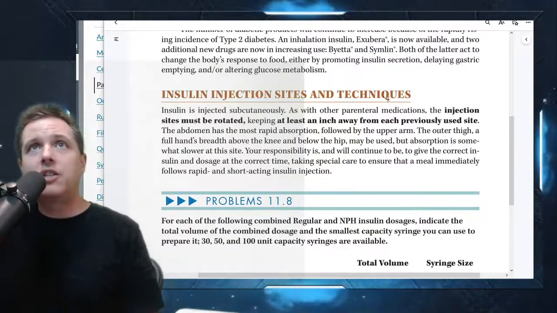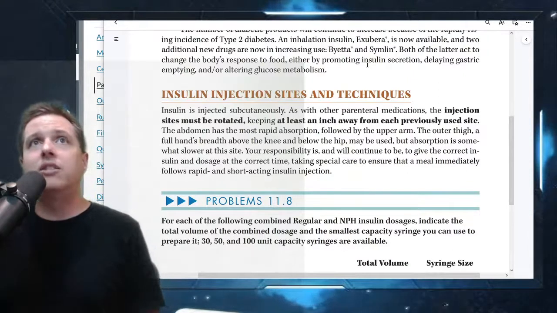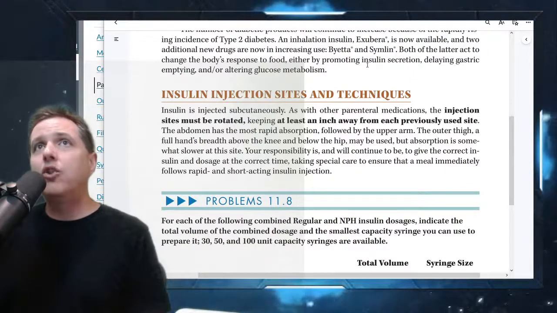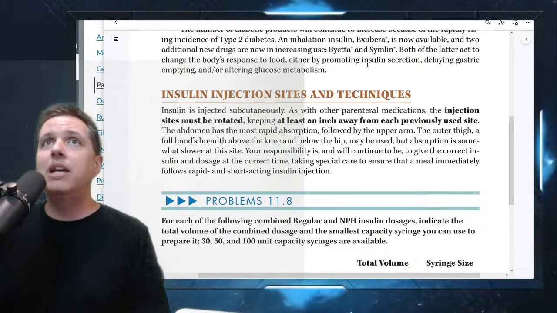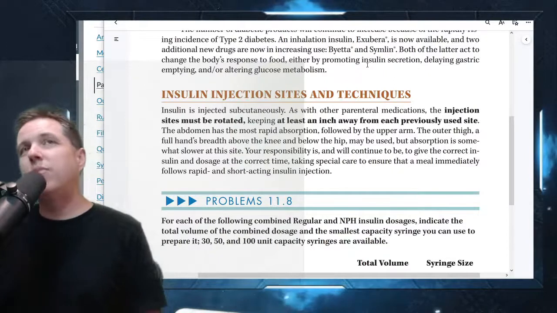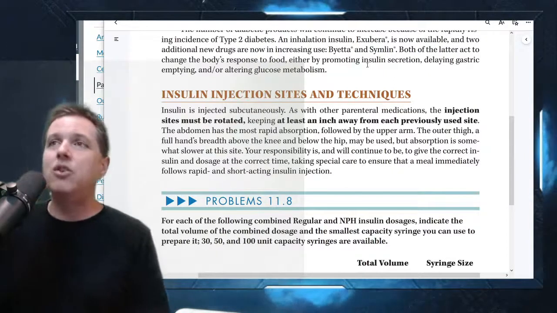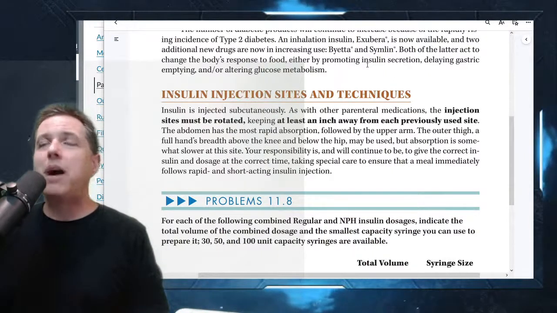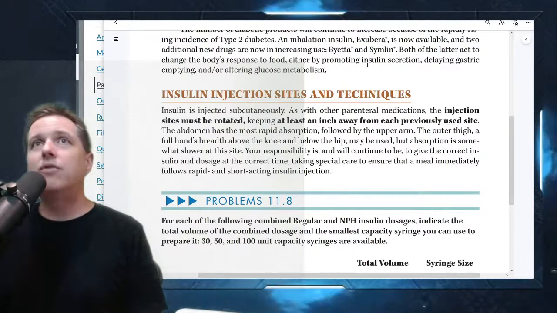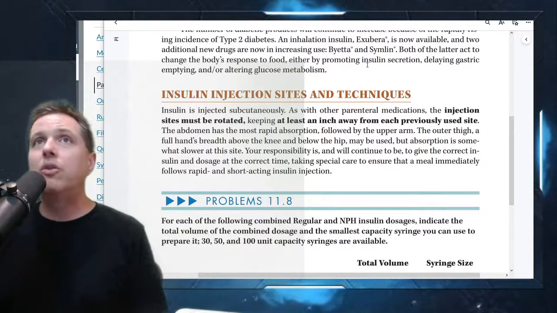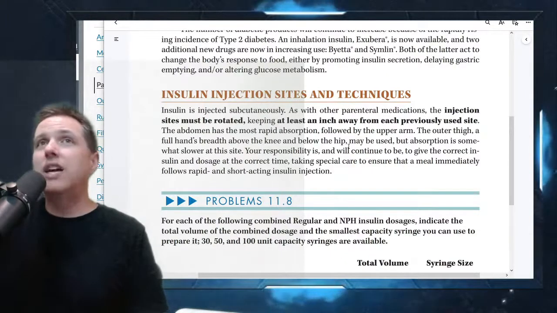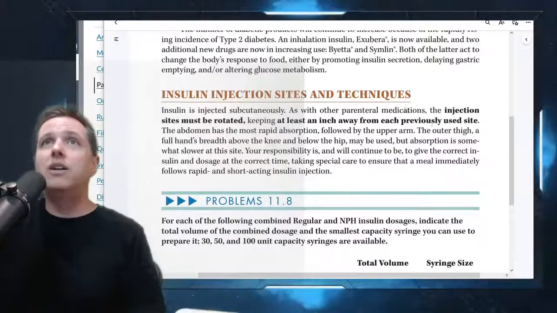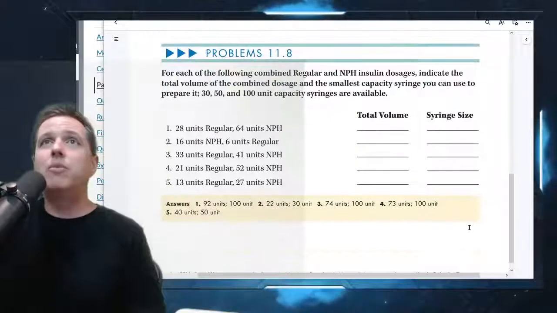Oh, right, injection sites. So insulin is injected subcutaneously. As with other parenteral medications, the injection site must be rotated, keeping at least an inch away from each previously used site. So you don't keep going back to the same site every time. You want to give that spot a little bit of time to go back to normal, and then you're good. So you're supposed to spread these out a little bit, at least an inch away from the previous site.